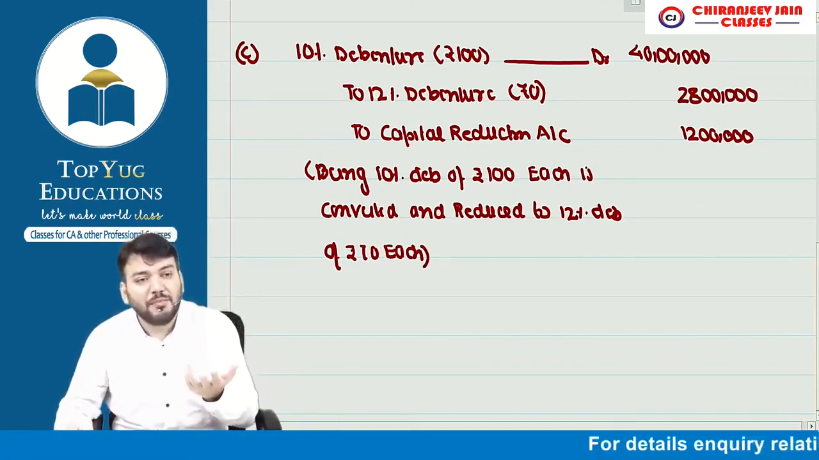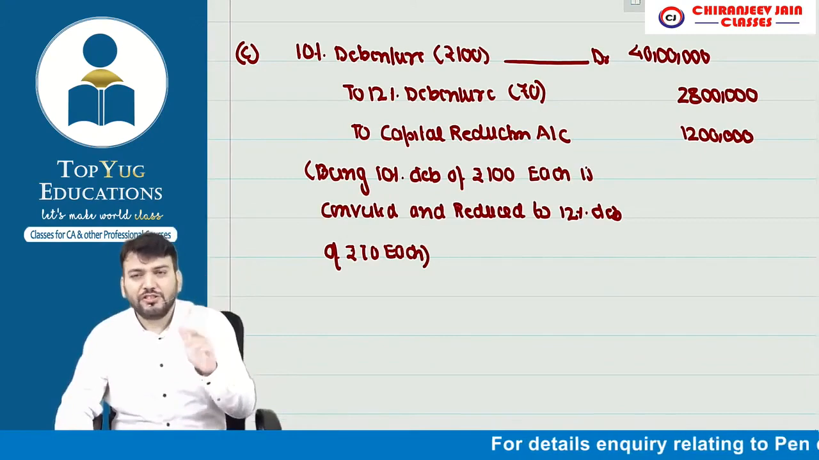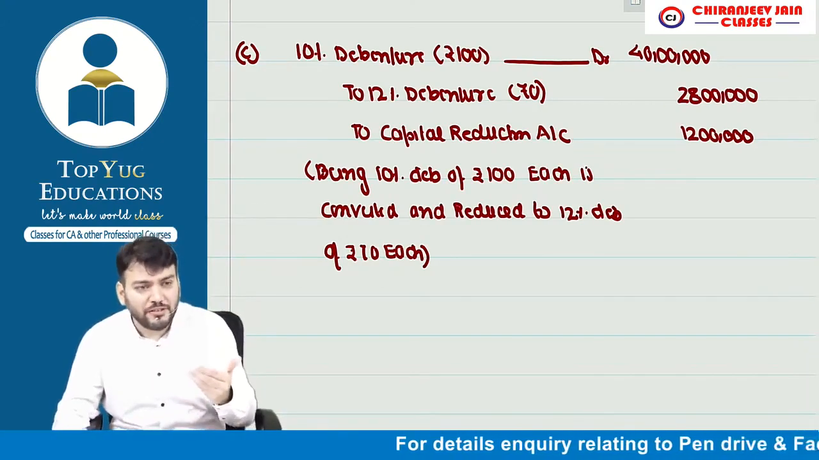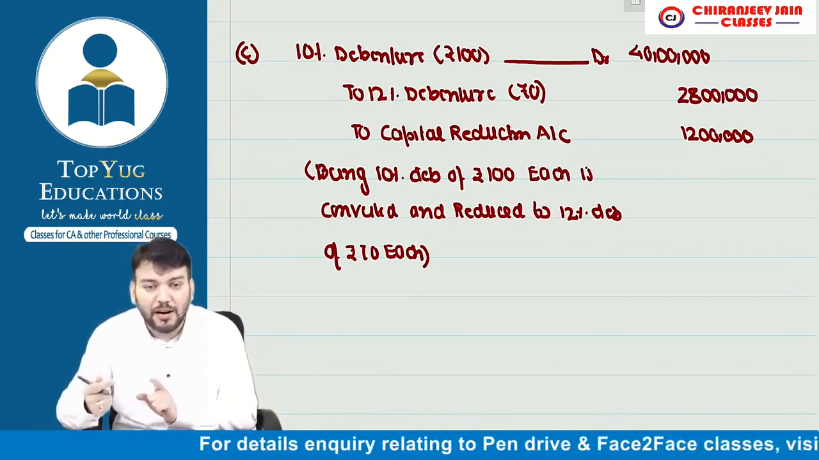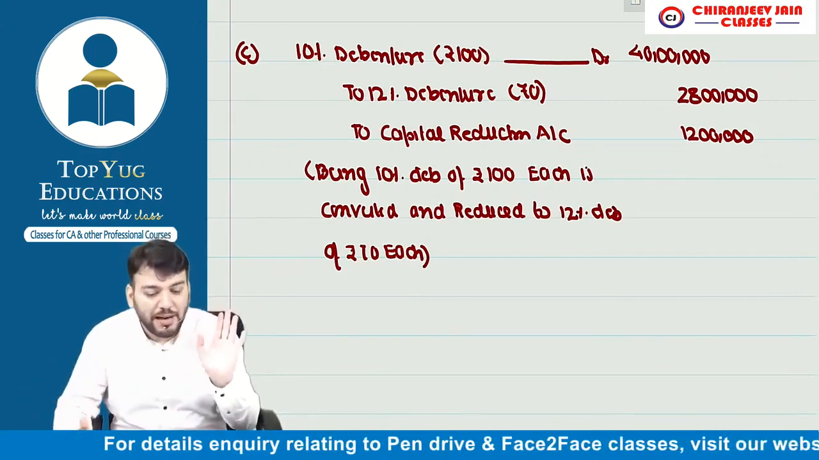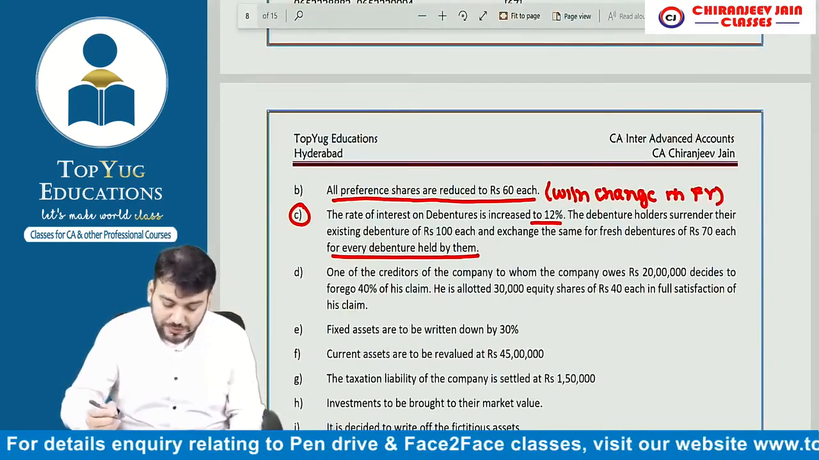So 3 journal entries, 3 marks you got. Correct now. This question normally consists of 16 marks or 12 marks. So each journal entry will carry 1 mark and the balance marks will be for the balance sheet. Understood?